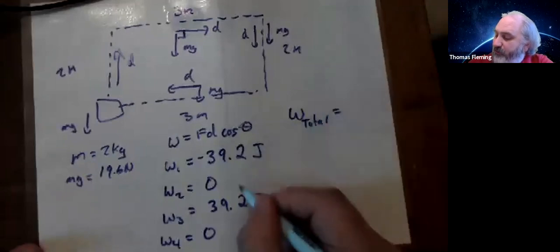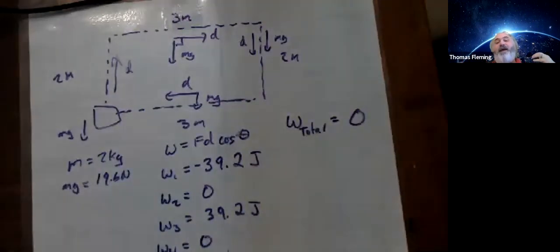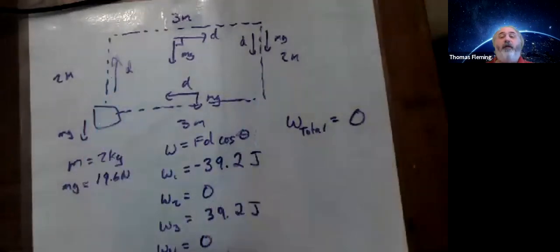The total work is just this plus this plus this plus this, which is 0. So for this entire trip, gravity did a grand total of 0 work because it did negative work part of the time and positive work another part of the time, and they exactly canceled each other out.